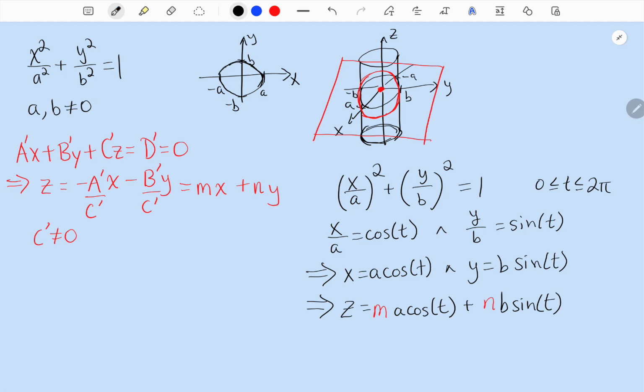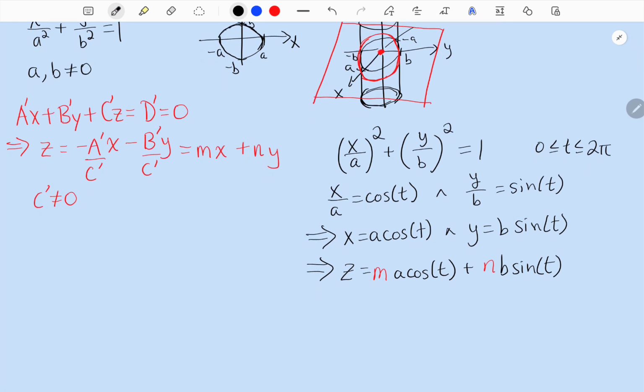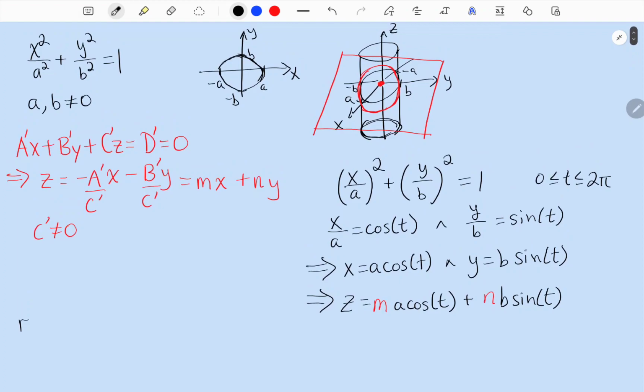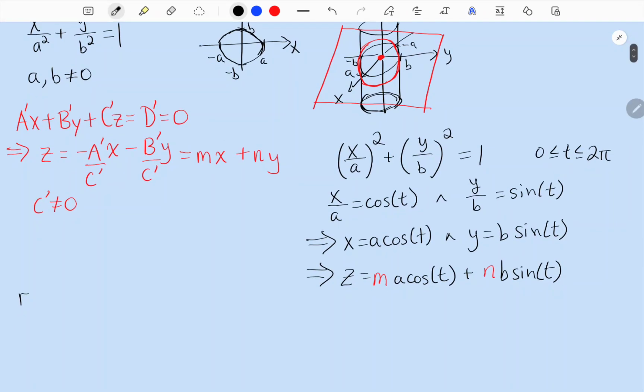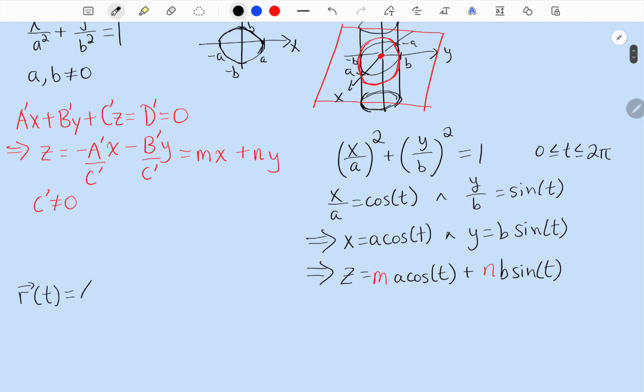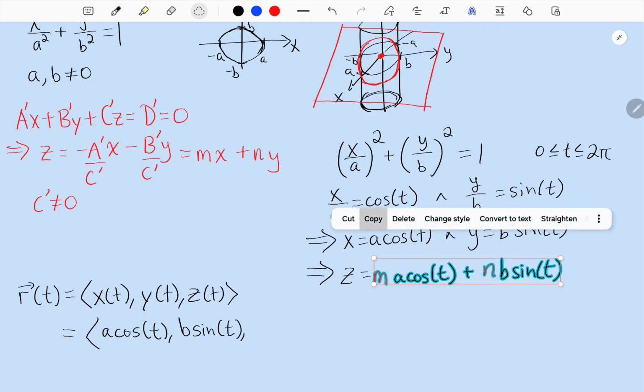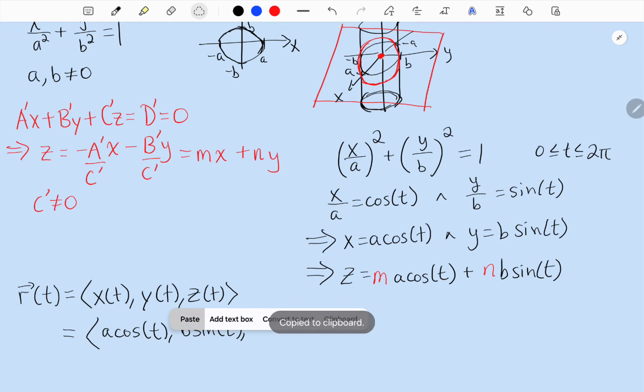Okay, so then we have our parameterization of the intersection of the plane and the elliptic cylinder. So we have r of t is going to equal x of t, y of t, z of t, which equals a cosine of t, b sine of t, and then z of t is just all of this, so copy and paste.